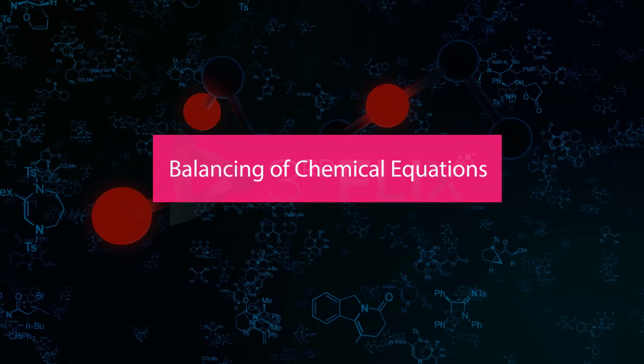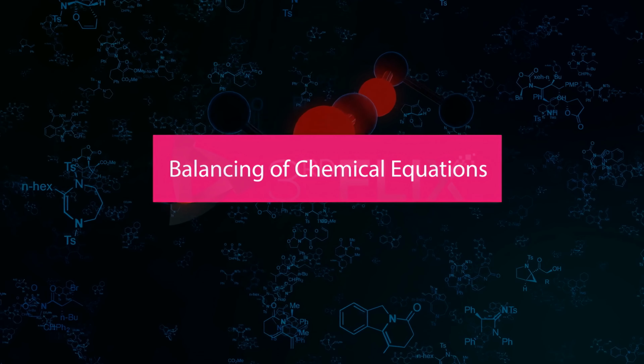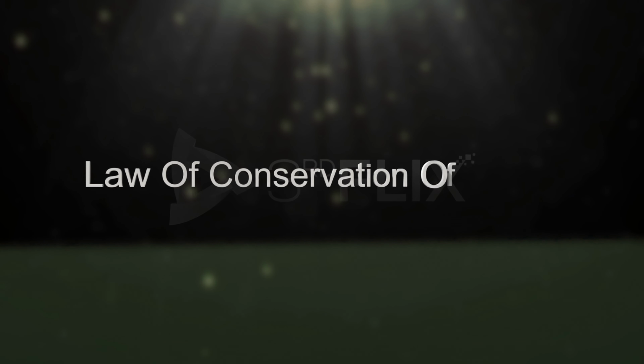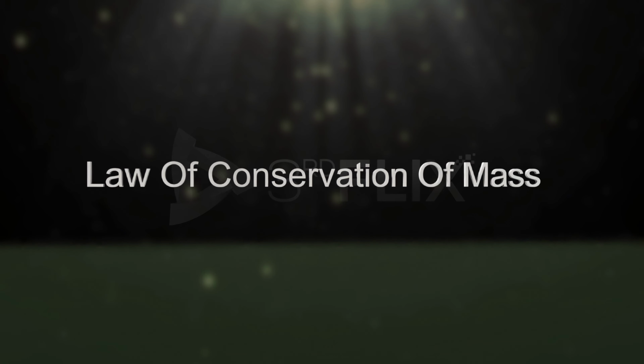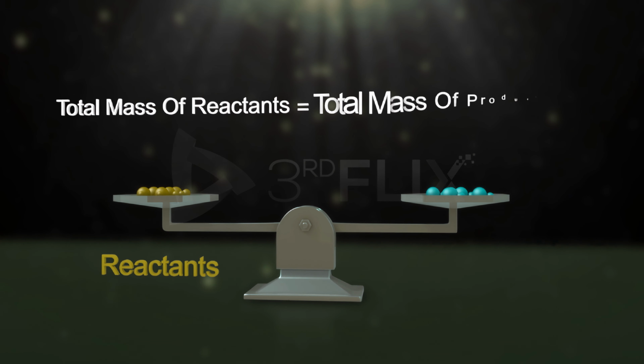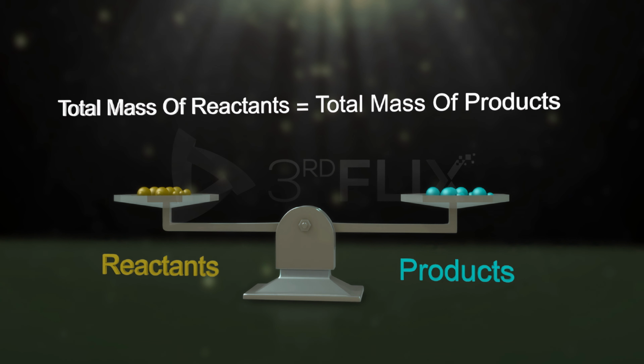Objective: balancing of chemical equations. Balancing of chemical equations is done based on the law of conservation of mass. The law of conservation of mass states that the total mass of reactants should be equal to the total mass of products. Let's take an example of the reaction between zinc and sulfur.